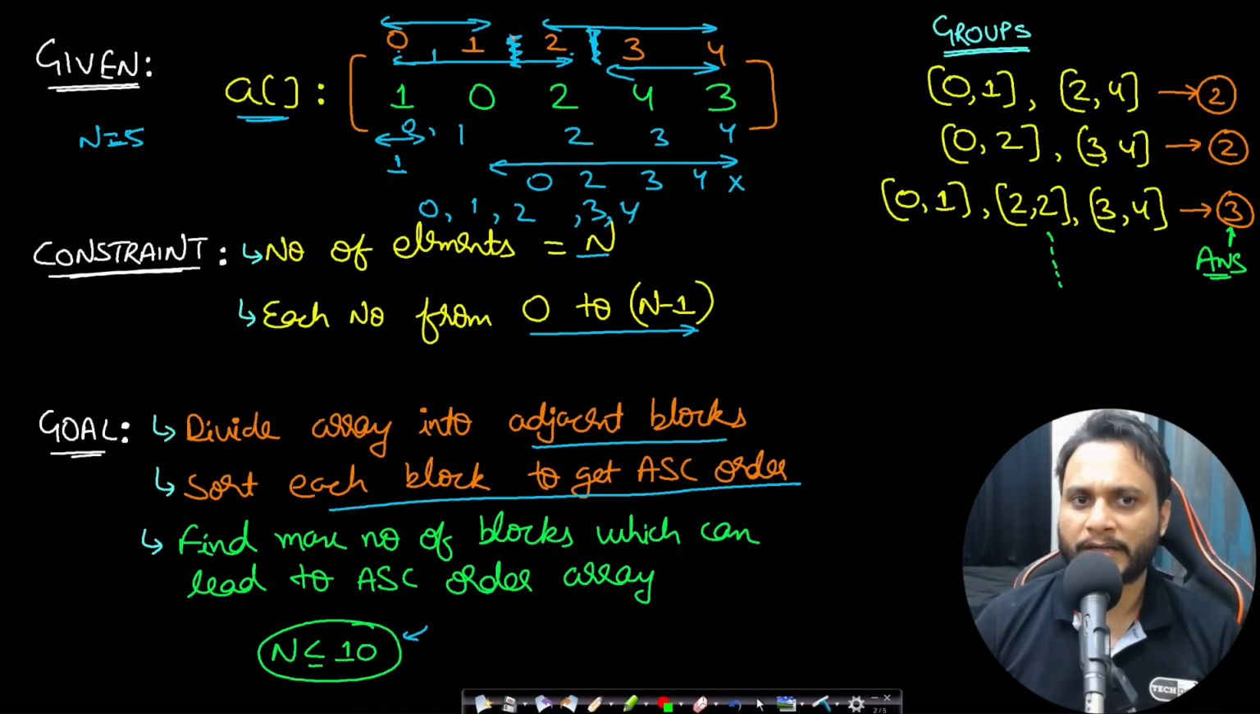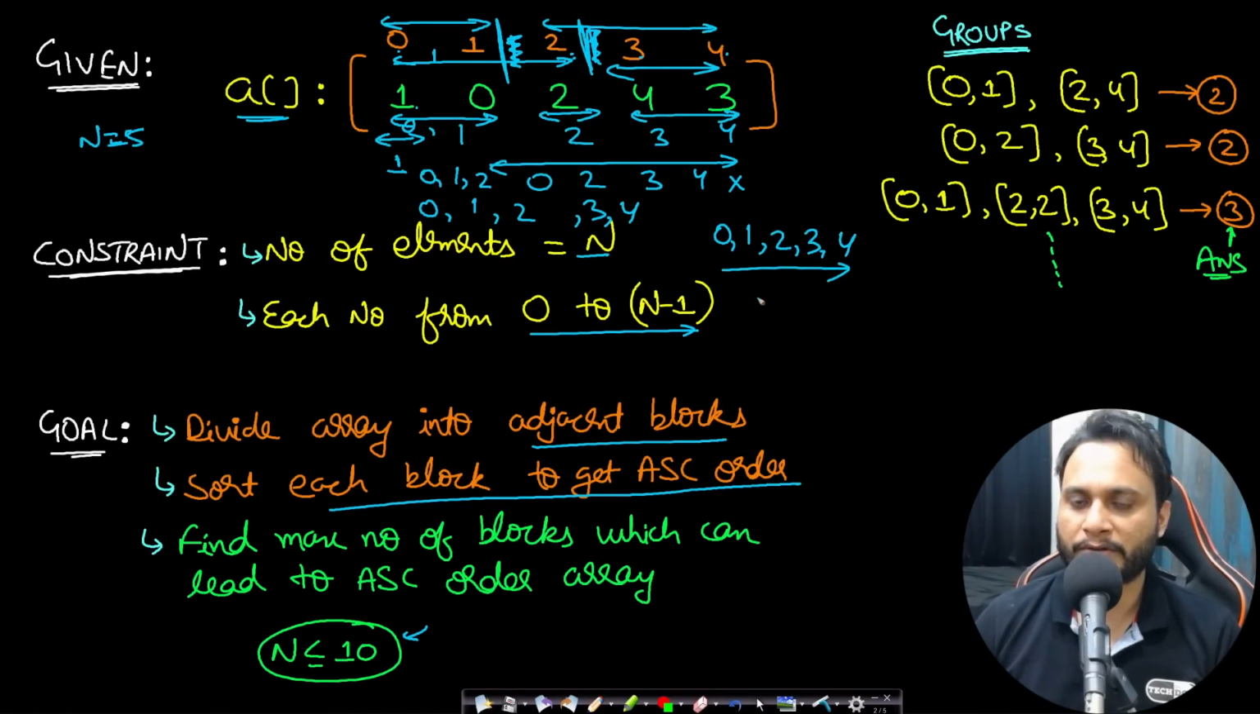Otherwise you can also try picking one partition point between 0 and 1, another partition point between 1 and 2, and another partition point between 3 and 4. In this case we are getting 3 different blocks, and if you sort each block, 1, 0 becomes 0, 1. If you sort this 2, you get 2. So you have 0, 1, 2. And if you sort the last block, you get 3, 4. And this is also sorted in ascending order.